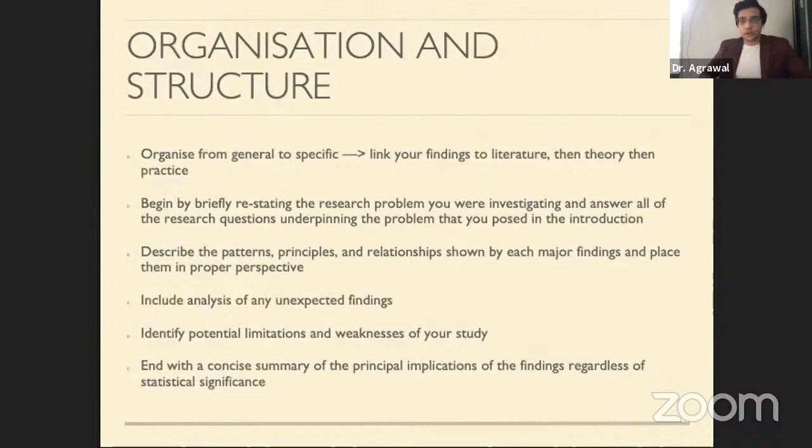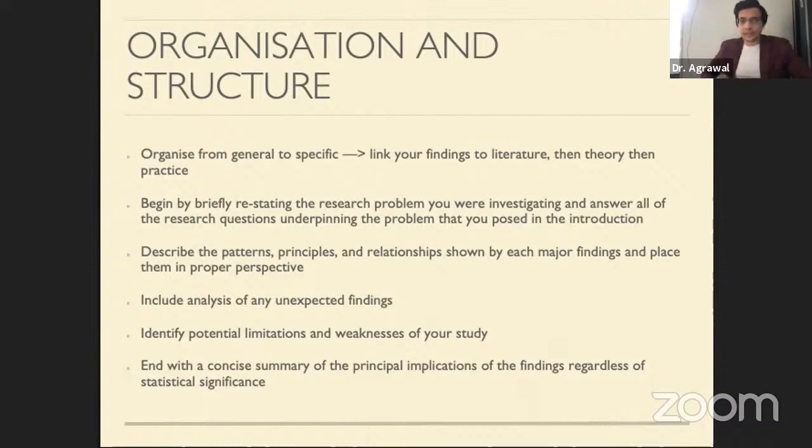So this is the basic content of what a discussion should have, and this is the basic organization, where you link your findings to literature, then theory, and then practice. First you reference other articles and say what was said before, and what's new about it. Then you move on to how the theory of the things that you have researched is changing, and how people can apply it in practice, right?